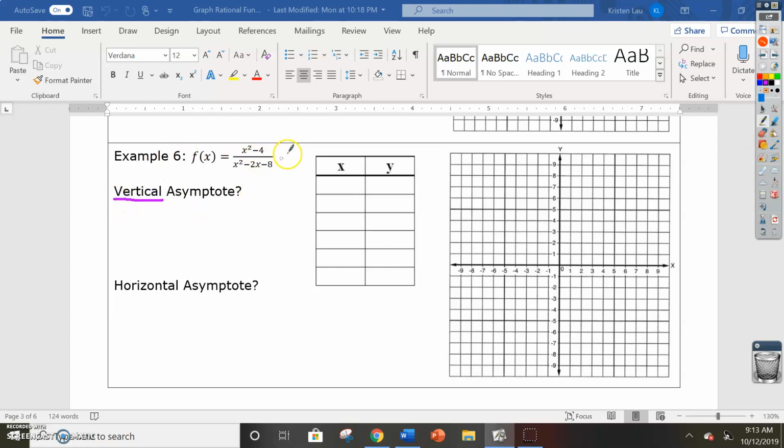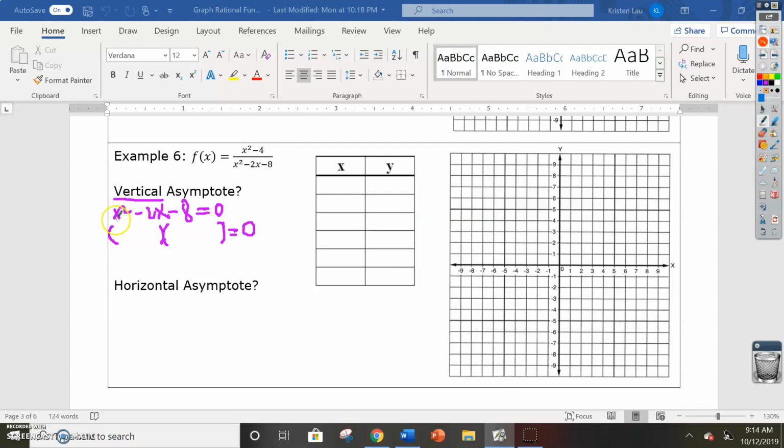To find the vertical asymptotes, we are going to set the denominator equal to 0. So I have x squared minus 2x minus 8 equals 0. And so I'm going to factor it, and then set both factors equal to 0.